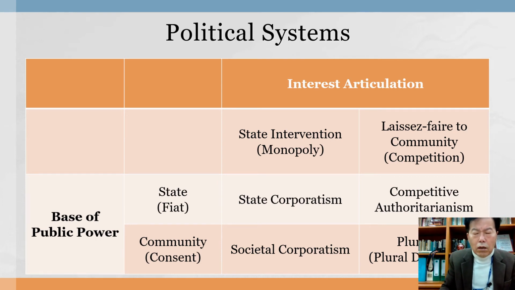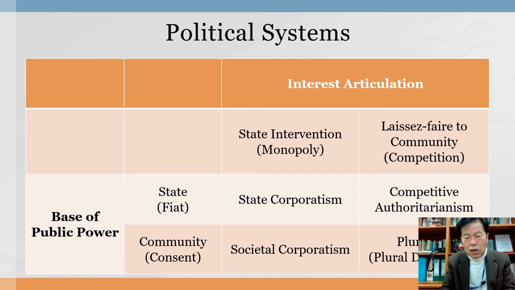So, in one type of political system, interest articulation is left to the community, left to the society. So all different interests may compete to get attention. On the other hand, in some countries, all the representation or articulation of interests is monopolized by a state-sanctioned organization, a single state-sanctioned organization. So only one organization can aggregate and articulate interests of certain groups.